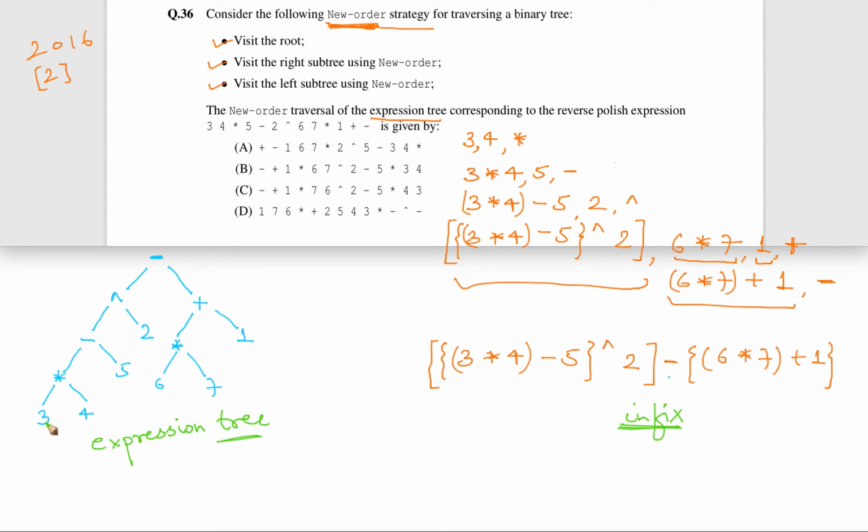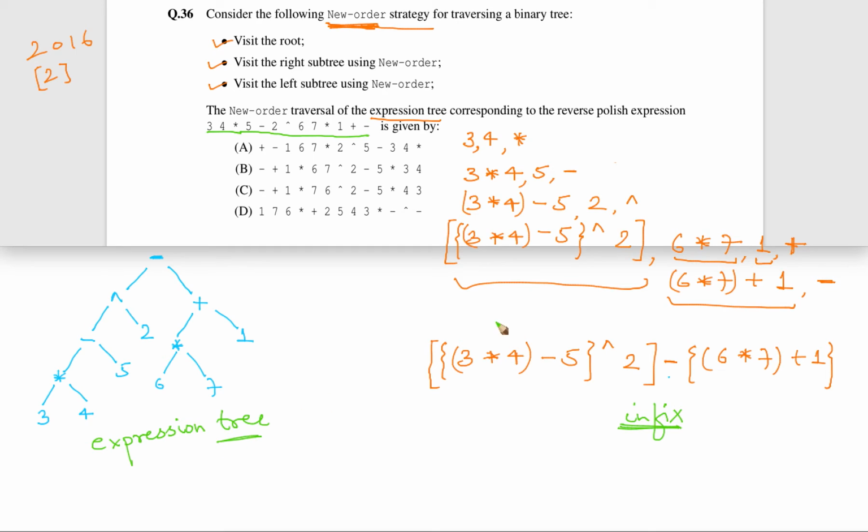Let's cross check. 3 4 star, correct. Then we are getting 5 minus 2 exponentiation, and then this entire left subtree is done. Then we are going to the right. So after exponentiation we are going to 6 7 star, and then 1 plus, see, and after this entire right subtree is done, finally we are doing minus. Okay, so this expression is correct as per this expression tree.